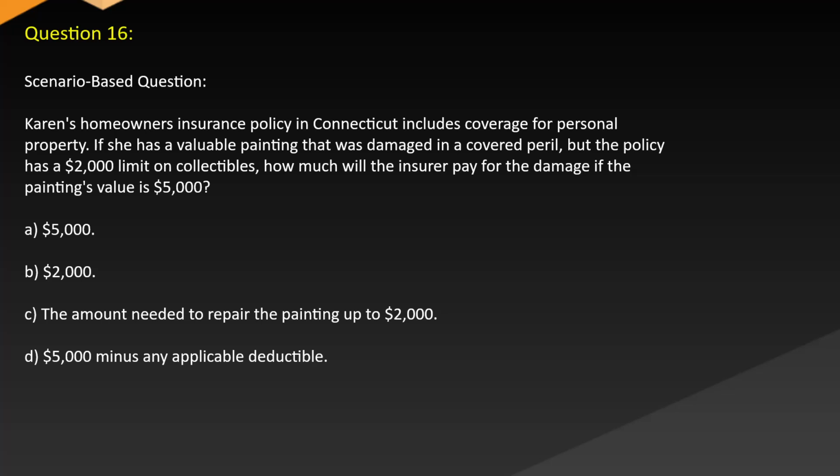Question 16. Scenario-based question. Karen's homeowner's insurance policy in Connecticut includes coverage for personal property. If she has a valuable painting that was damaged in a covered peril, but the policy has a $2,000 limit on collectibles, how much will the insurer pay for the damage if the painting's value is $5,000? A. $5,000. B. $2,000. C. The amount needed to repair the painting up to $2,000. D. $5,000 minus any applicable deductible.